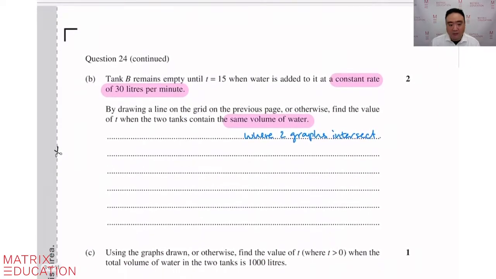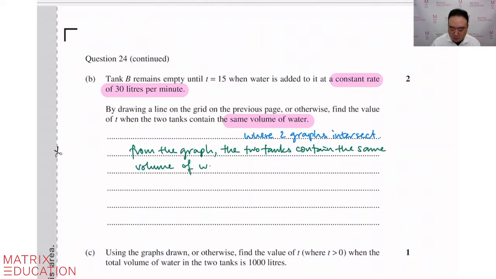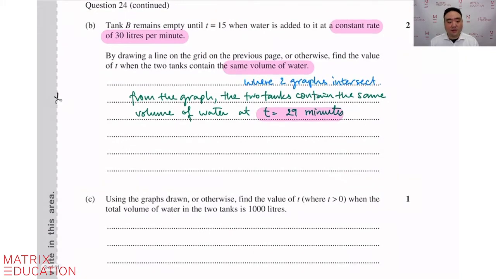So find the value of t. I can say from the graph, the two tanks contain the same volume of water at t equals 29 minutes. That is the answer. t equals 29 minutes for this question.